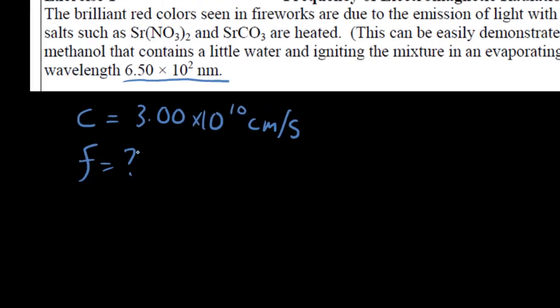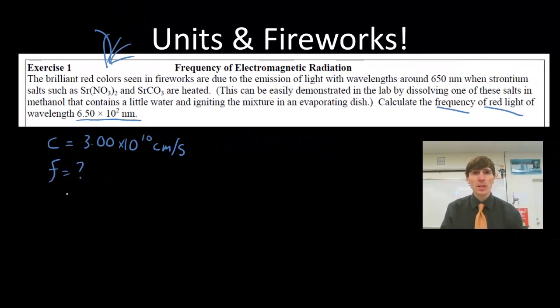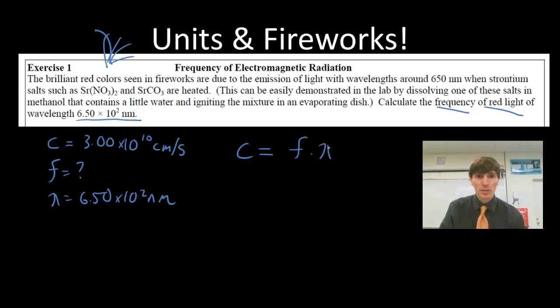And it says that the wavelength is 6.5 times 10 to the second nanometers. So I'm going to write that down. Wavelength equals 6.50 times 10 to the second nanometers. So I need to find frequency. Looking at my equations for waves, I remember that the speed of light is equal to the frequency times the wavelength.